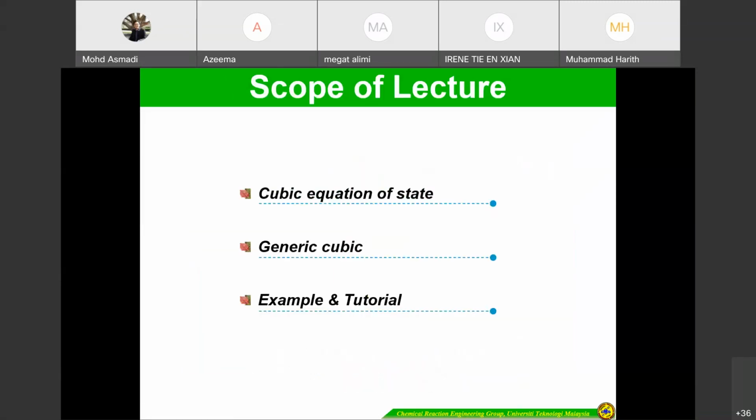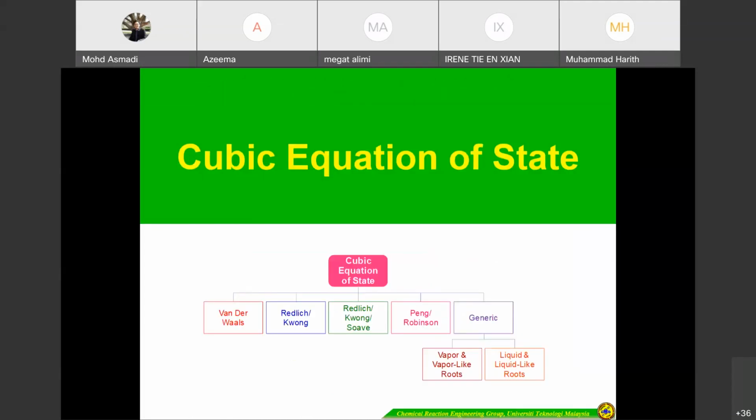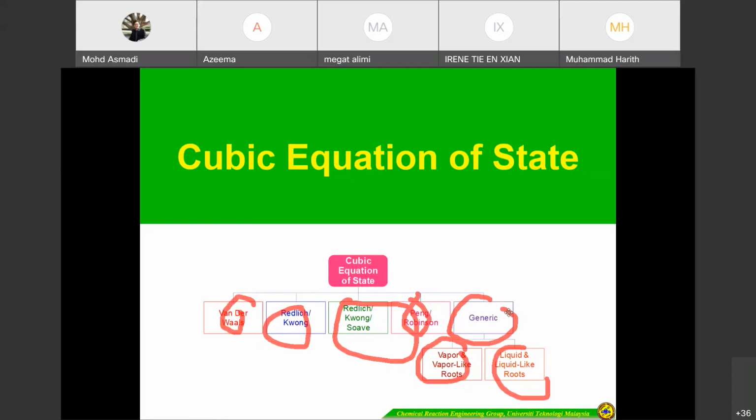Okay, let's see the cubic equation of state. This is actually part 2 lah. I will explain about the cubic equation of state and also generic cubic lah. Okay, some examples and also tutorials. So, if you look here, mostly cubic equation of state is a part of the equation of state. So we consider van der Waals, Redlich-Kwong, Soave-Redlich-Kwong, SRK, Peng-Robinson, PR and also generic. Okay. Generic, we have vapor and liquid. This is important, you know the phase first, whether liquid or solid, because the equation is different for vapor as well as liquid.